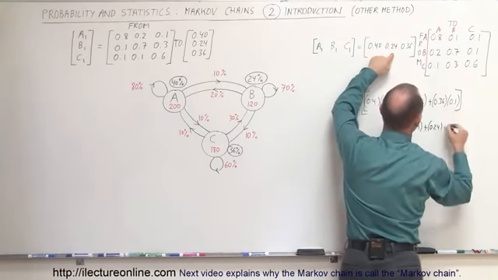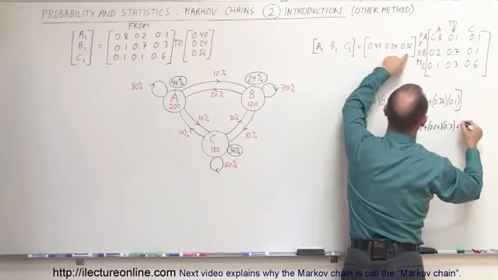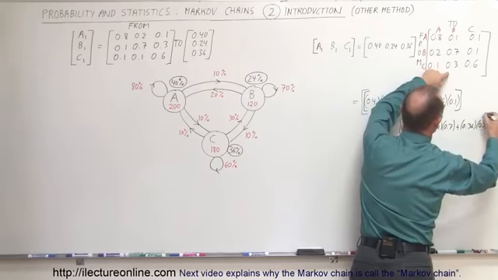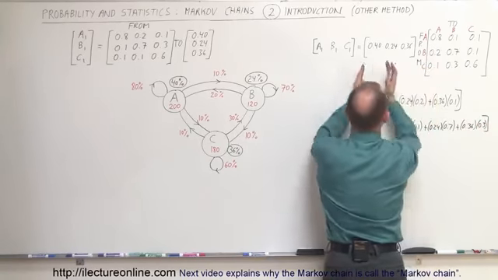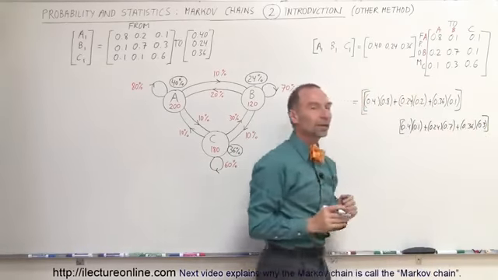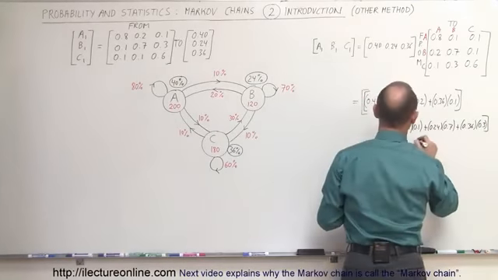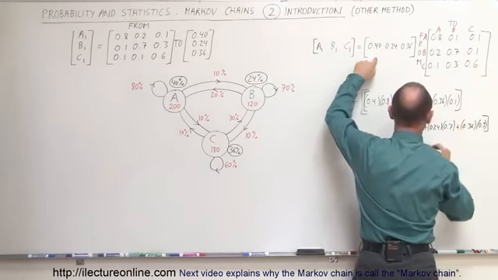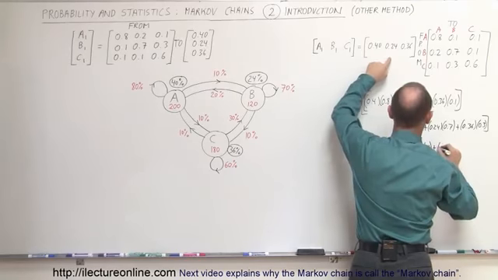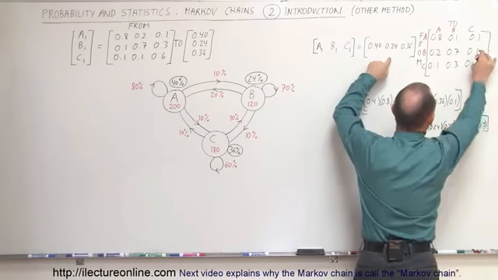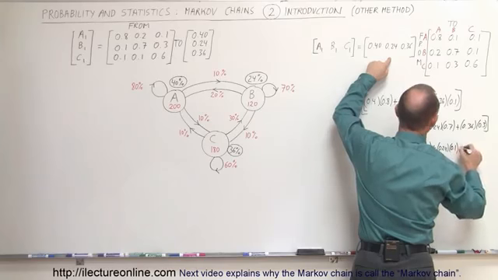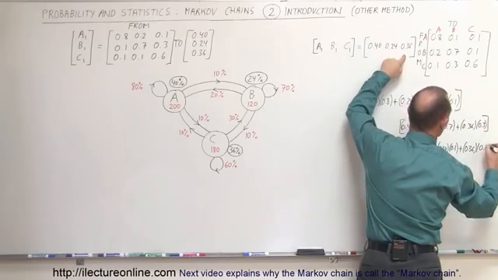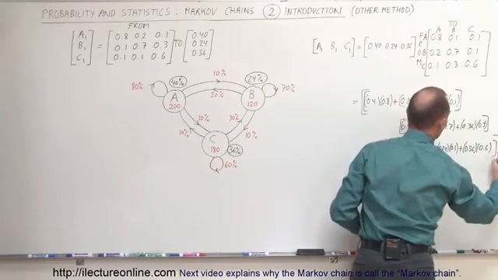0.24 times 0.7 plus 0.36 times 0.3. So that would be the next element. So that's the first element. This is the next element. And now we need the third element. And the third element would be 0.4 multiplied times 0.1 plus 0.24 multiplied times 0.1 plus 0.36 multiplied times 0.6. And that would be the third element.